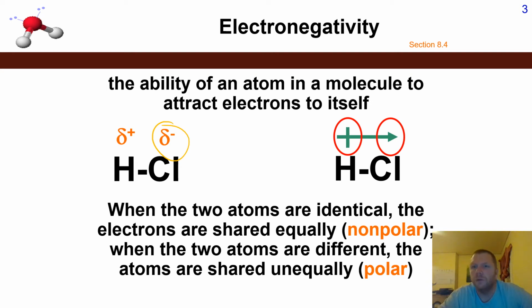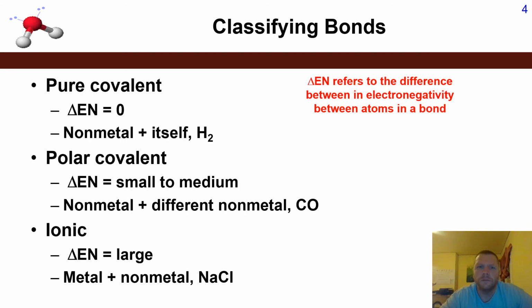We saw that with F2. That's a non-polar molecule. When the atoms are different, and the atoms are shared unequally, that's considered a polar molecule. So HCl is considered a polar molecule. HF, like we saw on the previous slide, or LiF are all polar molecules.